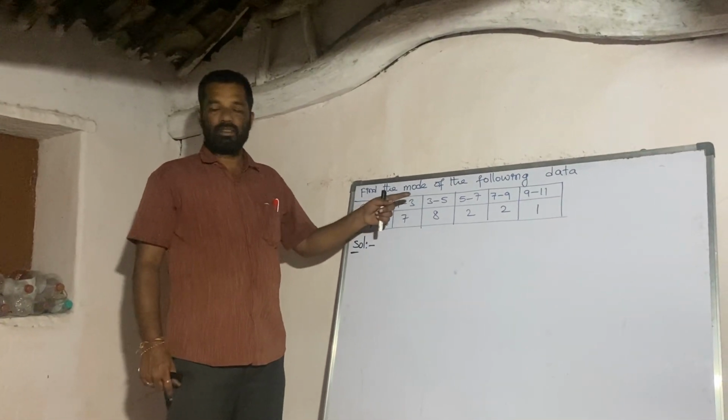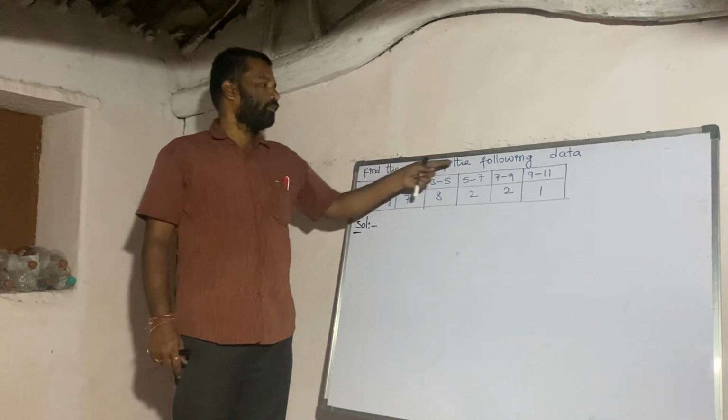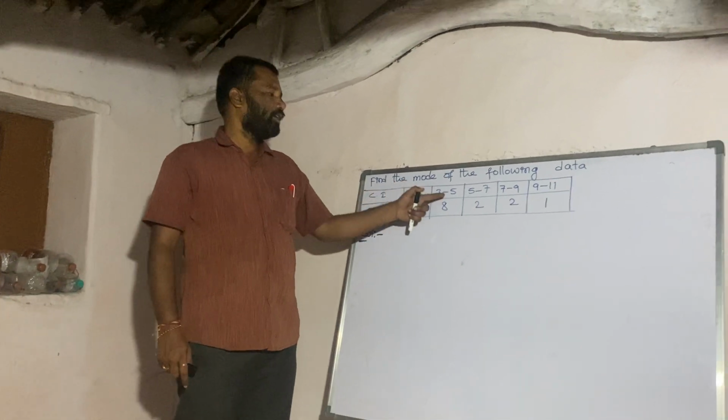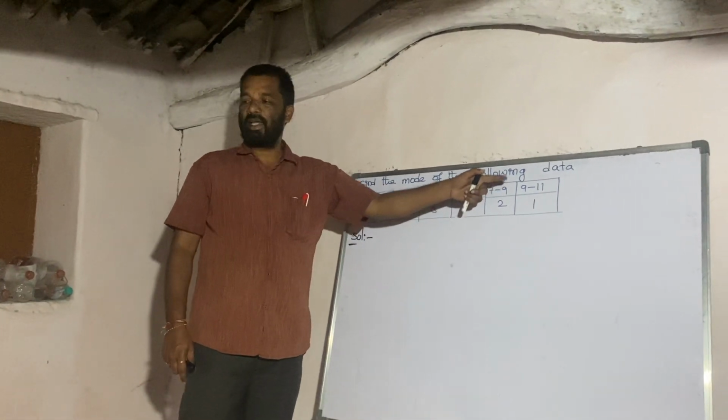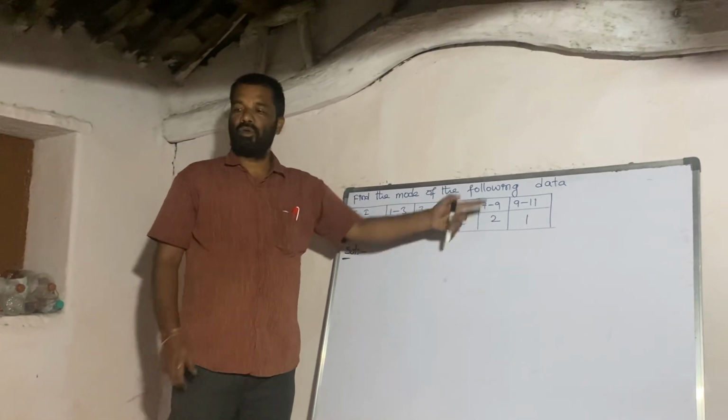Today I am discussing one important question for SSC. Find the mode of the following data. Class interval 1 to 3, 3 to 5, 5 to 7, 7 to 9, 9 to 11. Frequency 7, 8, 2, 2, 1.